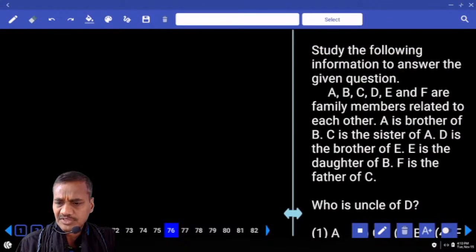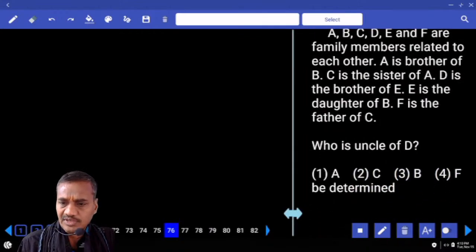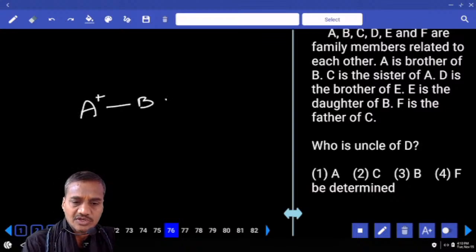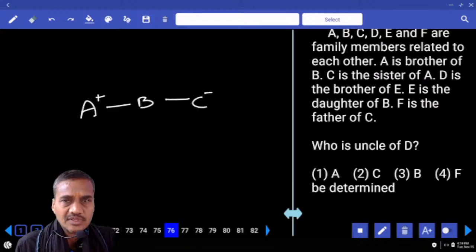And how many members are there? 6 members are in a family. A is the brother of B can be written like this. A is the brother of B. And C is the sister of A. That means A, B and C are siblings to each other.